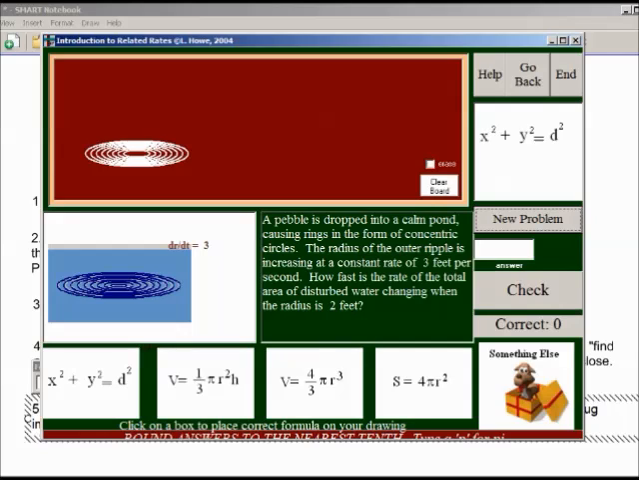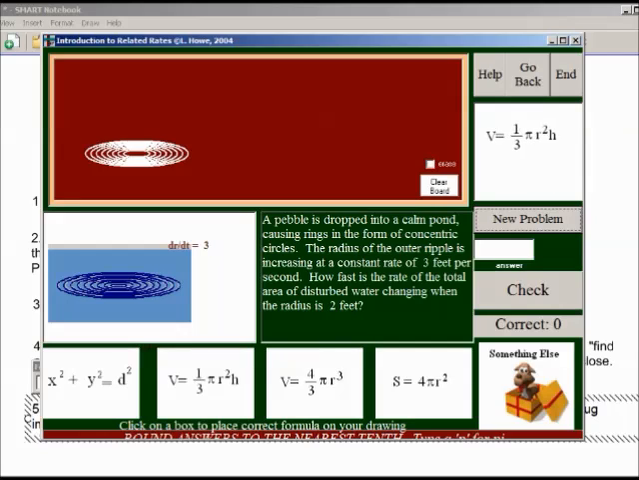A pebble is dropped into a calm pond, causing rings in the form of concentric circles. The radius of the outer ripple is increasing at a constant rate of 3 feet per second. How fast is the rate of the total area of disturbed water changing when the radius is 2 feet?